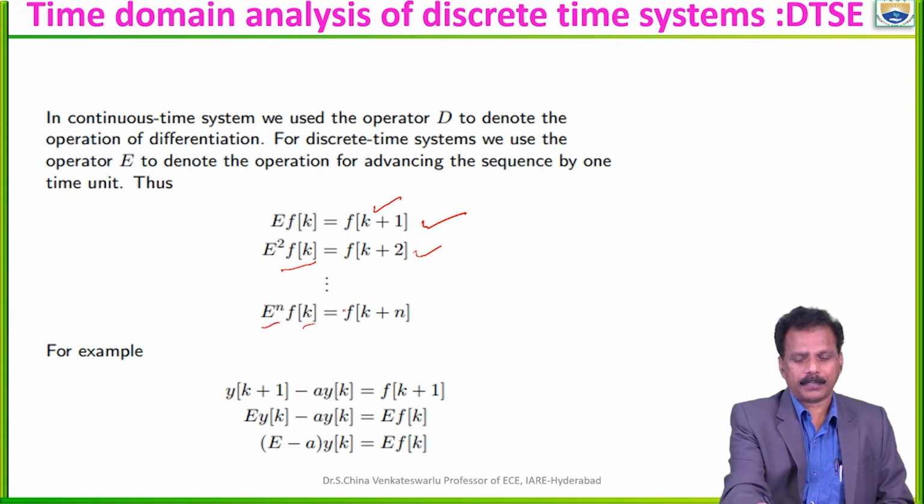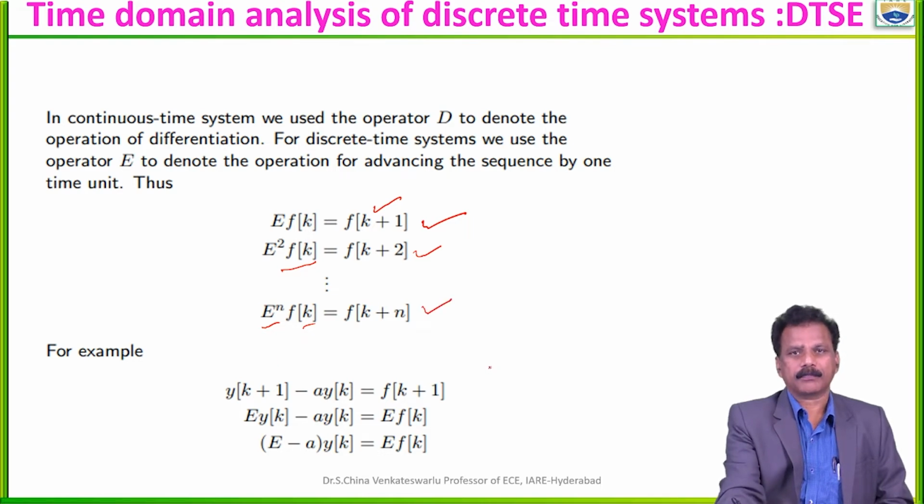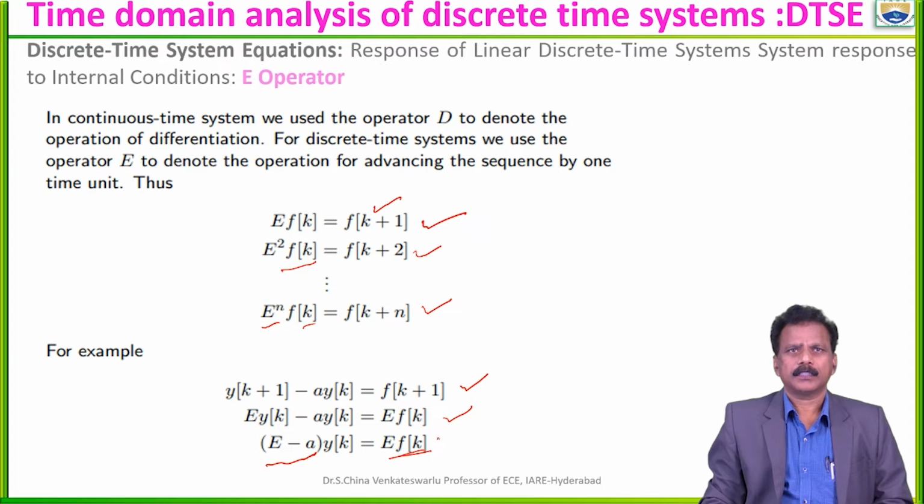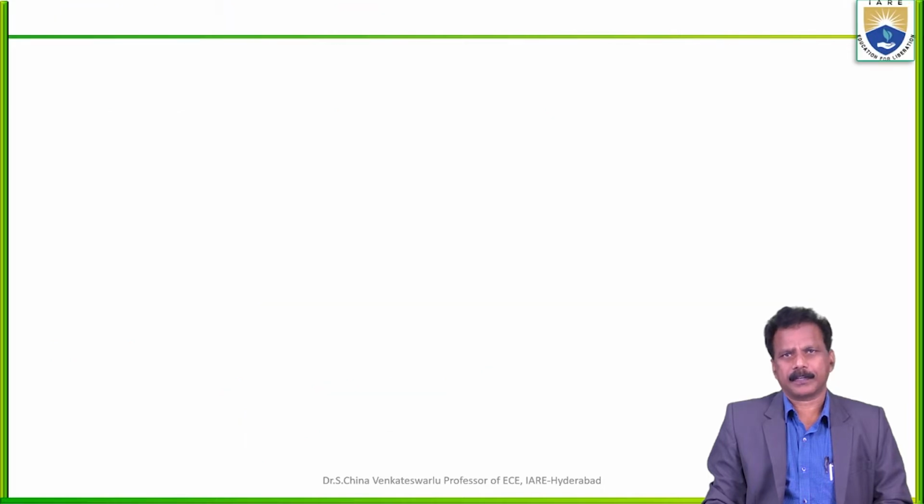E power n f of k is equal to f of k plus n. Okay, for example, y of k plus 1 minus a y of k is equal to f of k plus 1, so E y of k minus a y of k is equal to E f of k, and E minus a, y of k is equal to E of f of k. Okay, so this is related to the response of the linear discrete time system, the system response to internal conditions, where E is the operator.